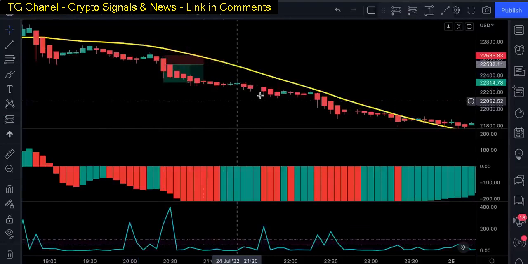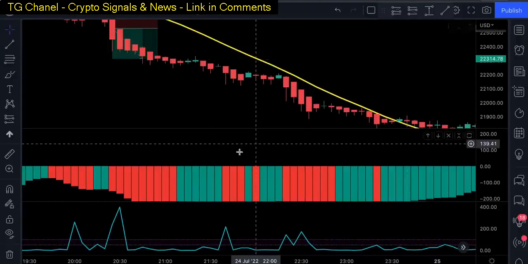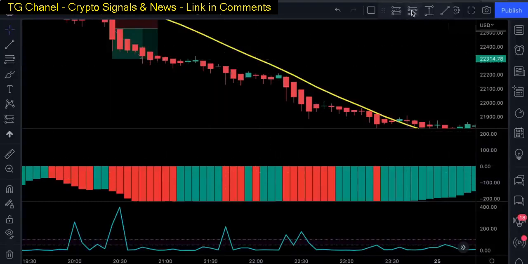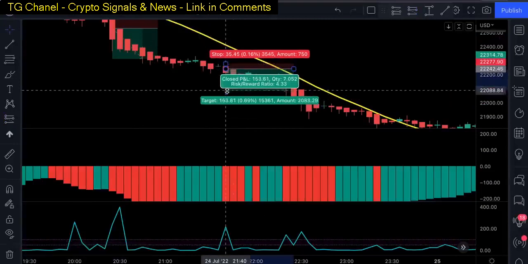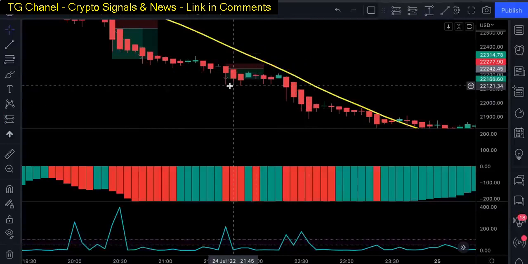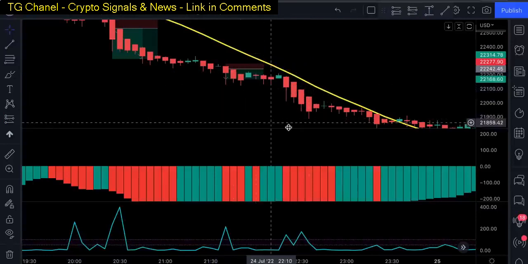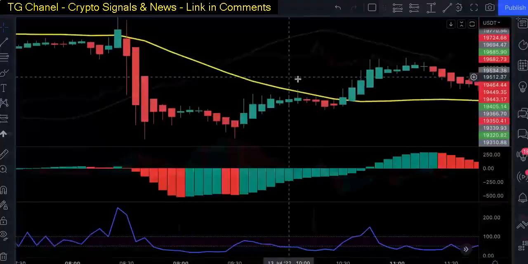Then a few minutes later we have another setup, and this signal is also confirmed. And if we take a look at the next signals, we see they're not confirmed. Okay traders, I hope you have understood the rules for this strategy. Now let's do our backtesting.